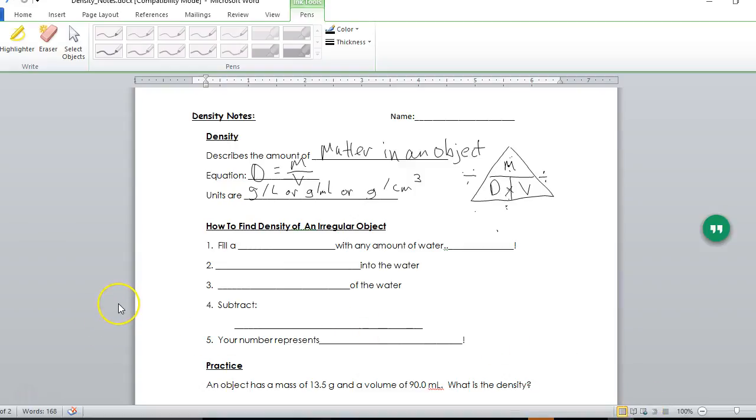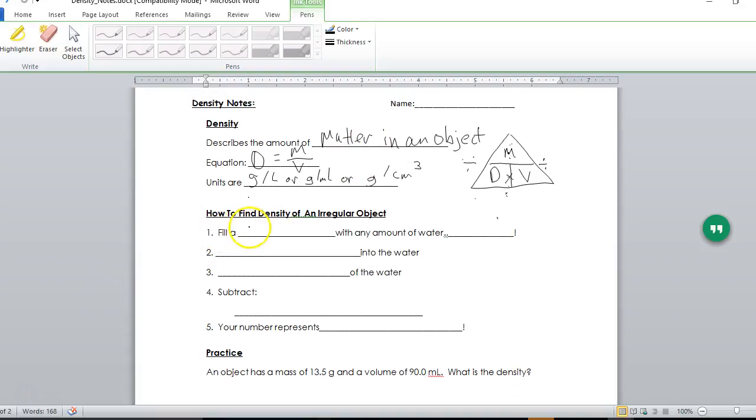In the lab, you're going to have to, at some point, figure out the density of an irregularly shaped object, meaning an object that's not a perfect cube, a length times a width times a height. So how would you find the volume? Really, this is how to find the volume of an irregularly shaped object so you can find its density. You're going to first fill a graduated cylinder.